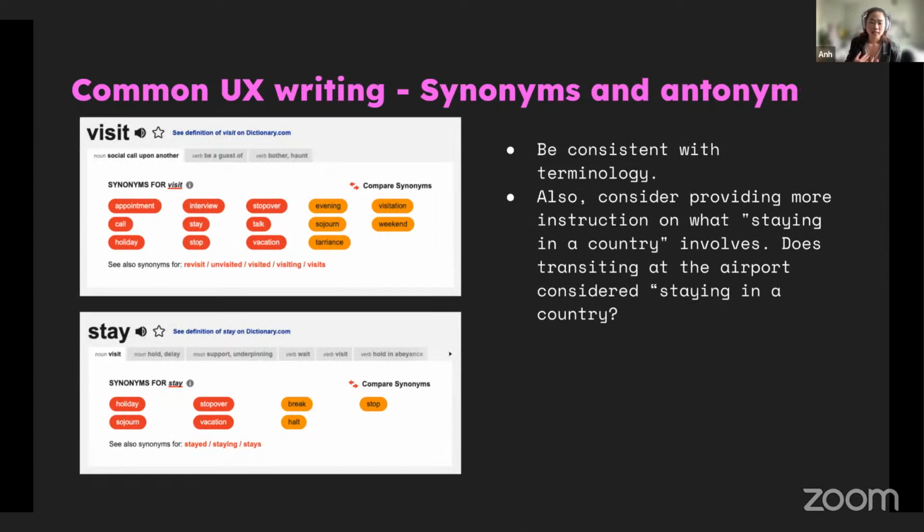As a non-native English speaker, I always like to use a site to look up synonyms and antonyms. I look to see, okay, does visit actually mean stay, or is it the other way around? After I searched it, I found that visit means stay, but stay doesn't mean visit. So this is also not helpful. Using visit and stay interchangeably is not helpful for me because it's not consistent terminology.